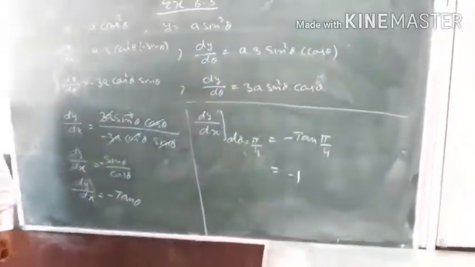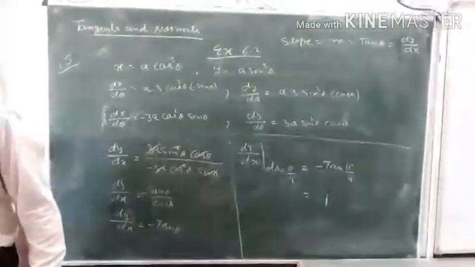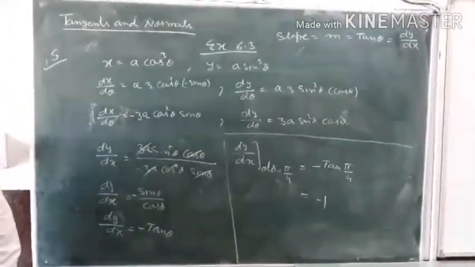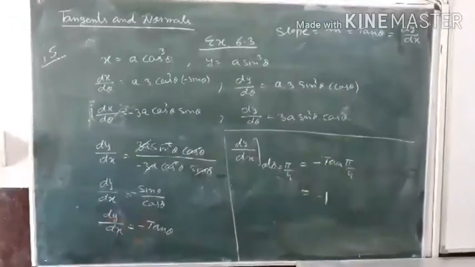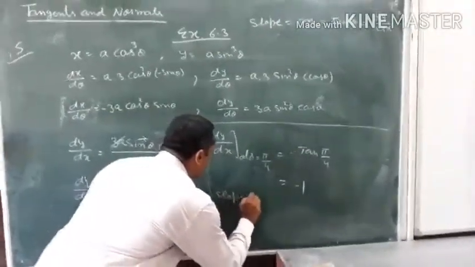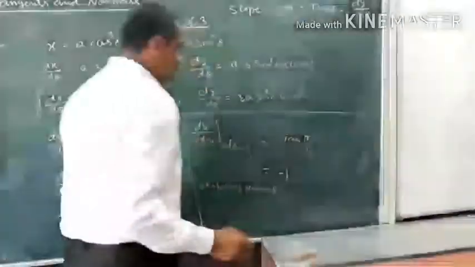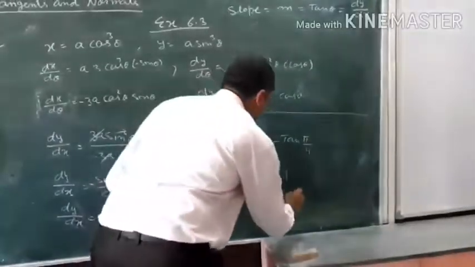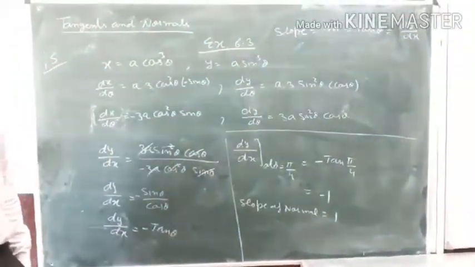So this is the slope of the tangent, but we have to find the slope of the normal. You know that the slope of the normal is the negative reciprocal of this, so it will be 1. Clear?